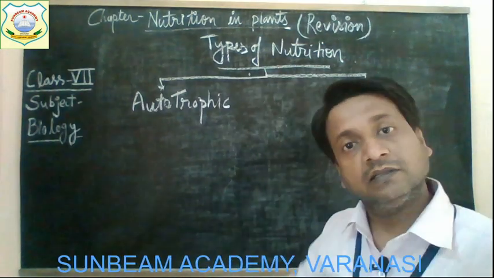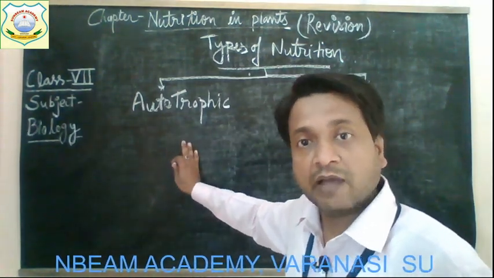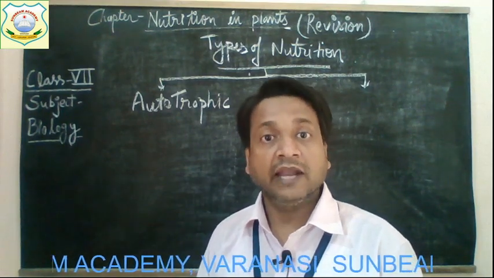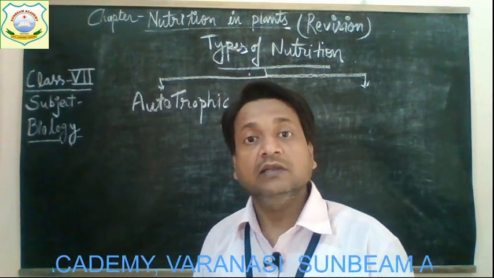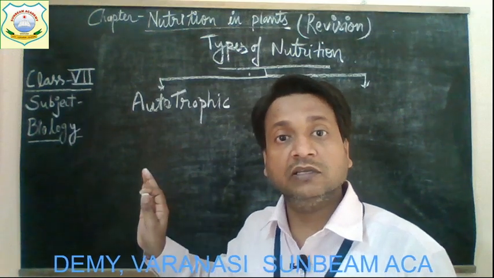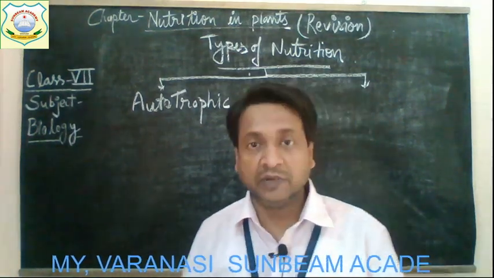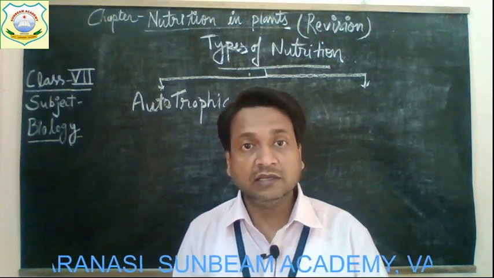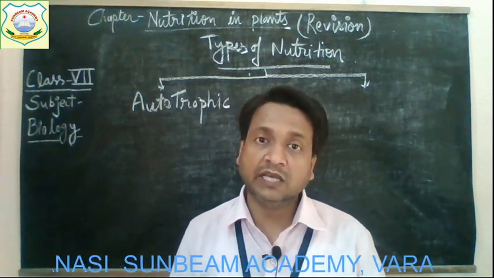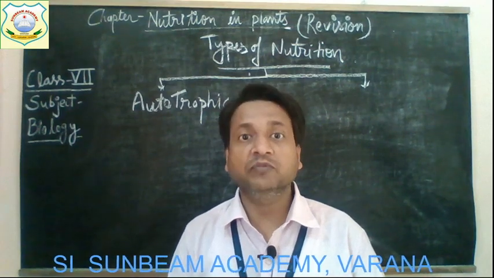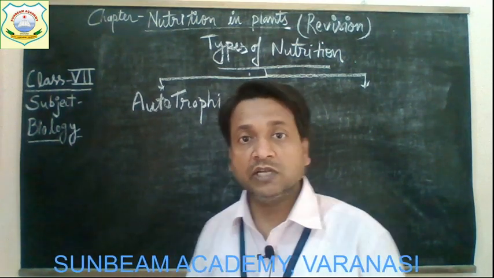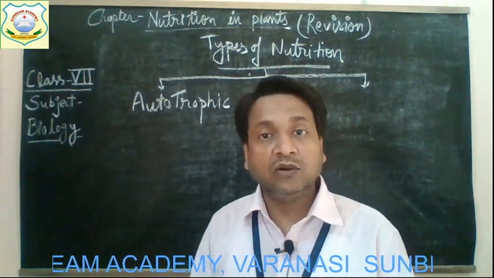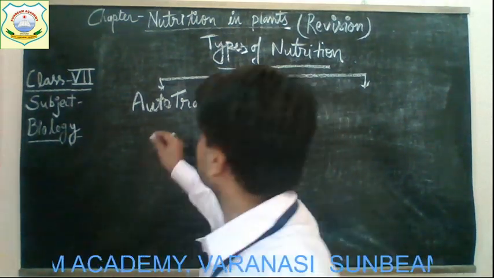Get it, children? The first type of nutrition is the autotrophic mode of nutrition. And this autotrophic mode is what? The mode of nutrition in which the organism is capable of synthesizing its own food by using the simple substances present in the surrounding environment. Such a mode is known as autotrophic nutrition, and such organisms are known as autotrophs.